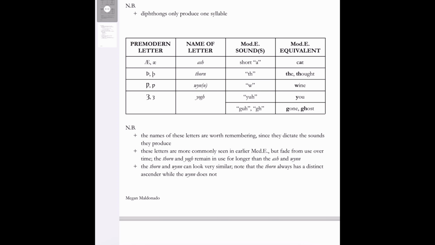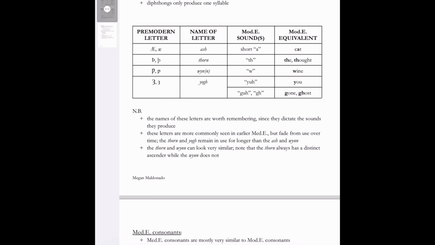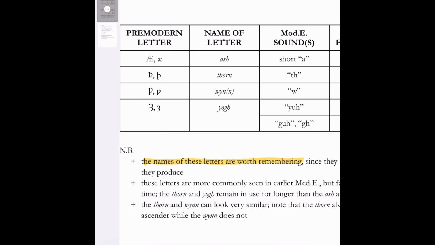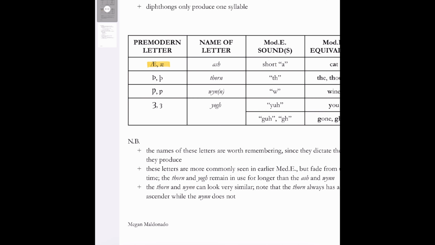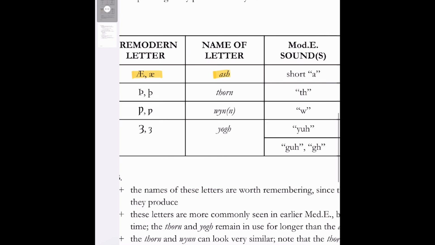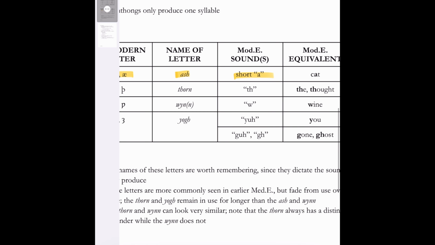All right, our Anglo-Saxon letters. These are pretty quick. The real key, as I put in my notes here, are that the names of these letters are worth remembering. They dictate the sound of the letter. I'll give you an example here with the first one. This AE, and I give the capital and the lowercase. This AE smushed together. It's called an ash. It's called an ash, and it makes the A sound, as in cat.